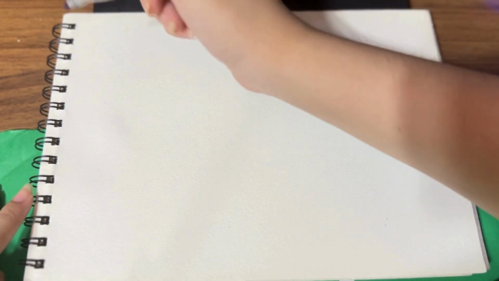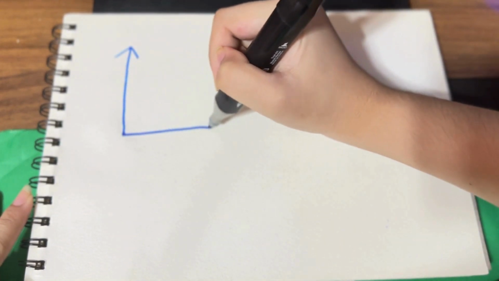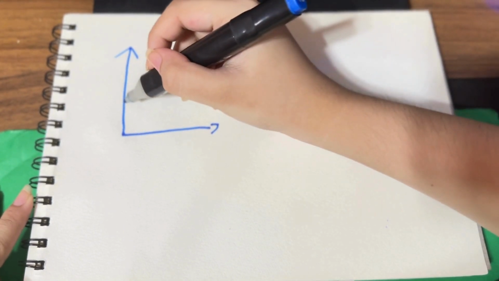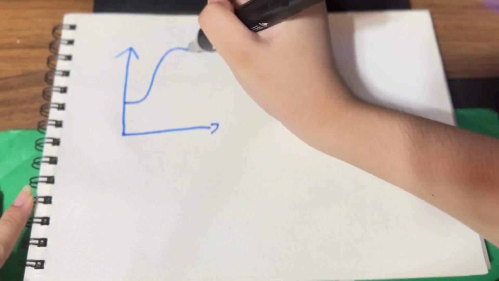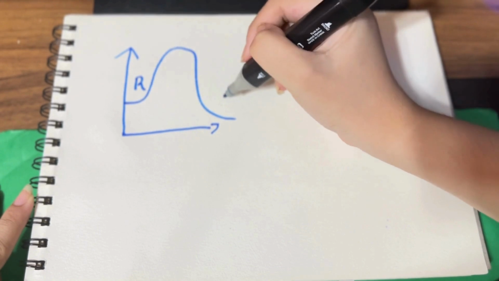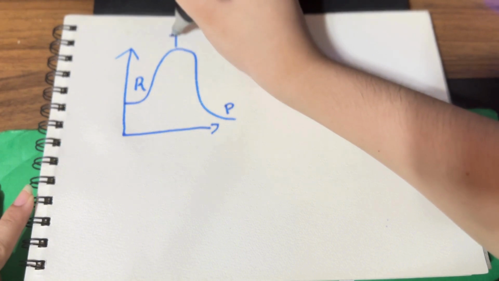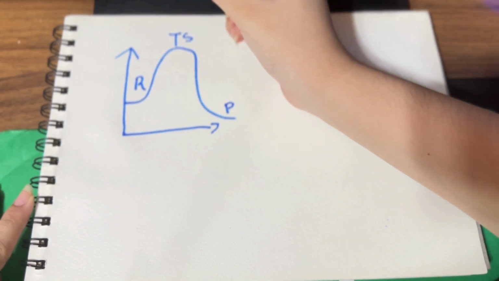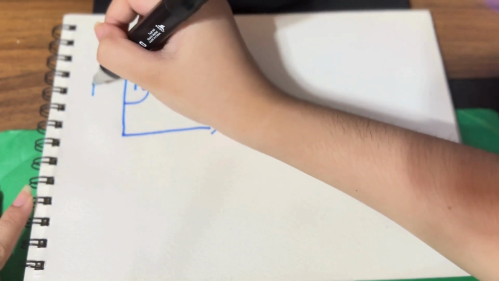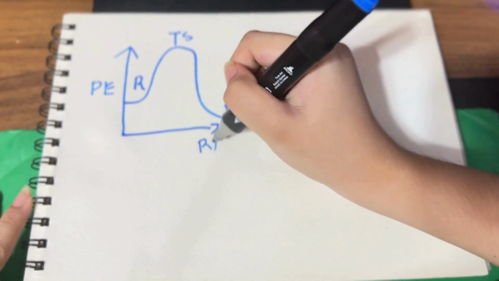So now we're going to go over potential energy diagrams. So let's start with this one. On the left you have the reactants and on the right the products. At the top of this diagram we have the transition state, also known as the activated complex. On the y-axis is the potential energy, and on the x-axis is the reaction coordinate.